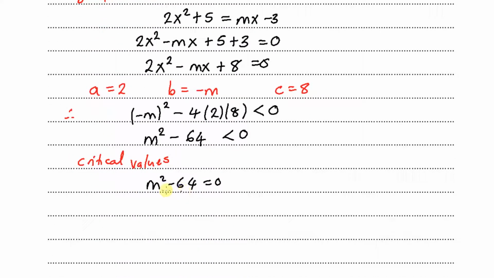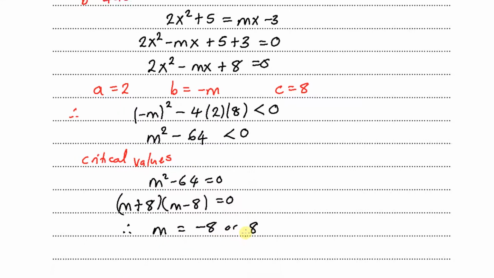And this is a difference of two squares. We can say this is m plus 8 and m minus 8, and that's equal to 0. Which therefore means that by equating both factors to 0, m should come out as minus 8 or 8. So we now have two critical values.